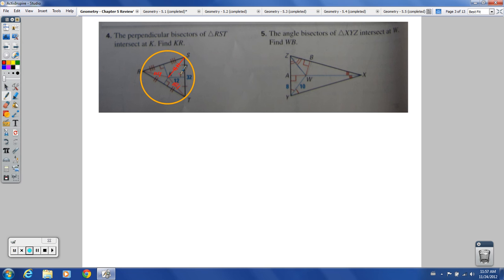Okay. And so I'm going to use this triangle specifically right here to help me figure this out. Because if I can figure out KS, then I'll know what KR is. And so it looks like they give me enough information for that. They tell me that this side here is 12, and they tell me that TS is 32.